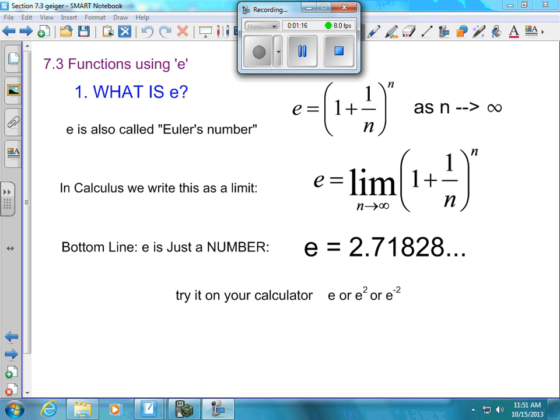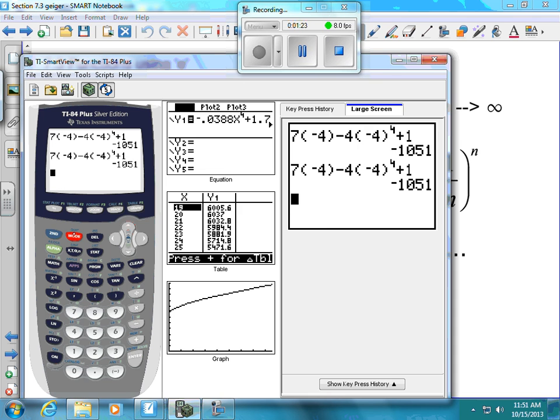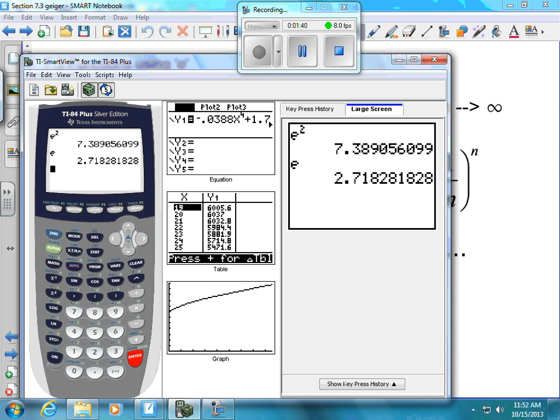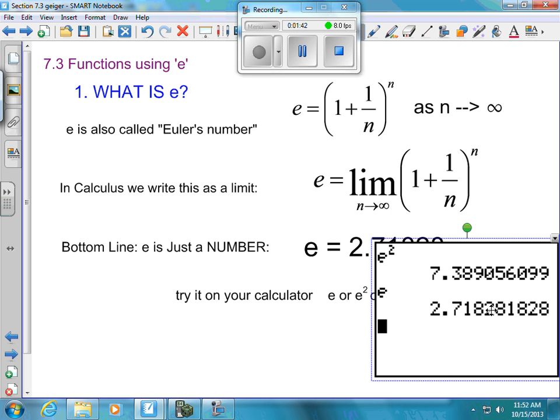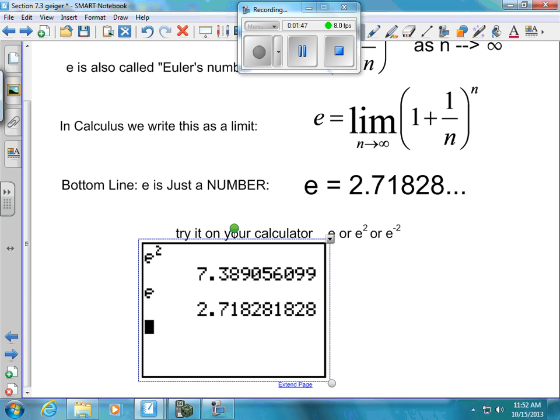e equals 2.71828. If you get your calculator out, the e button is second ln. That's e to a power, so we could do e squared, e to the first power. Also just plain old e, if you get second divide, that gives you plain old e. So here is e approximated a little bit further. Okay, but bottom line, it is just a number, it's like pi.